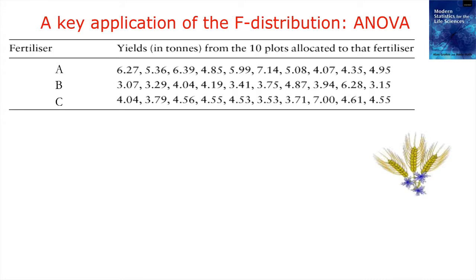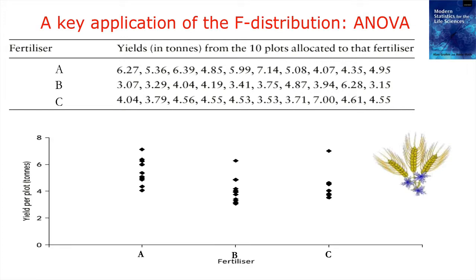Here we have yields of wheat according to three types of fertilizer, A, B, and C. And in each of these cases, we've got yields from 10 separate plots. The first thing to do when confronted with data is, of course, to visualize it. And here is what the data actually looks like. So we have the yield per plot against the type of fertilizer used for each of the fertilizer treatments.